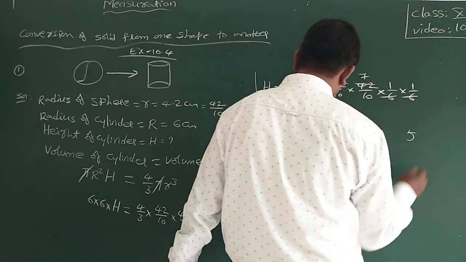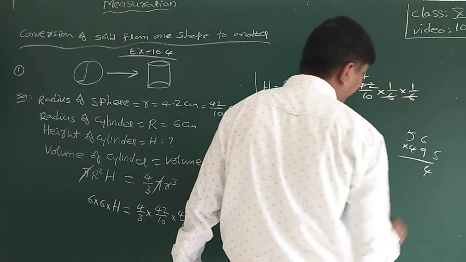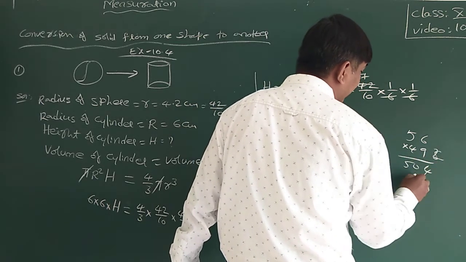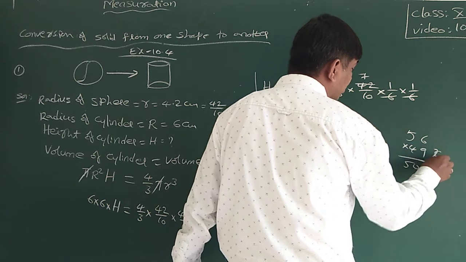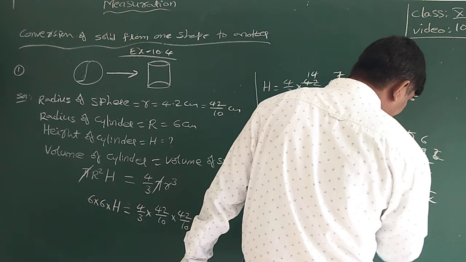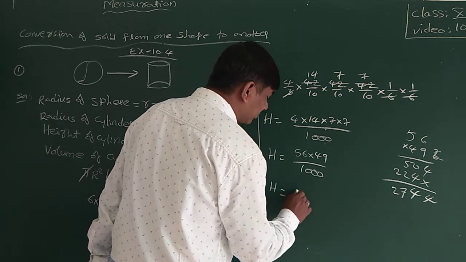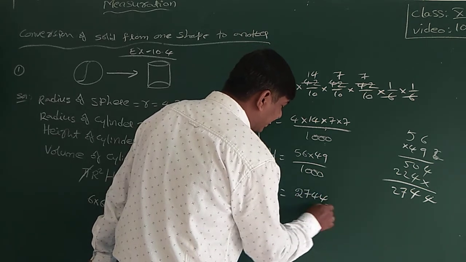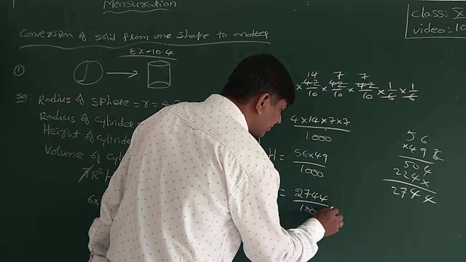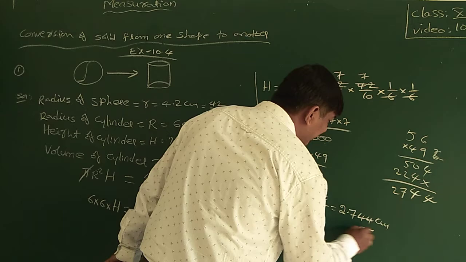Now 56 into 49, multiply it: 9 sixes are 54, 9 fives are 45 plus 5 is 50, 4 sixes are 24, 4 fives are 20 plus 2 is 22. That gives 2744. Okay, H is equal to 2744 by 1000. Now mark the point by removing the zeros. 3 zeros you are removing. This can be written as 2.744 centimeters.